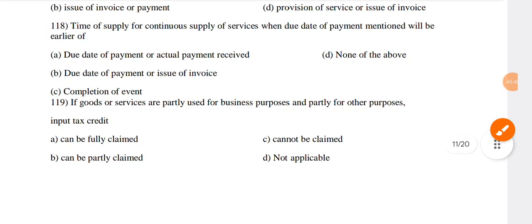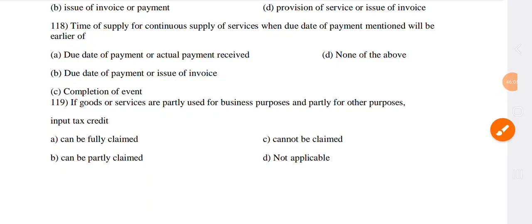Next question. Time of supply for continuous supply of services when due date of payment is mentioned will be earlier of: option A, due date of payment or actual payment received; B, due date of payment or receipt of invoice; option C, completion of event; and D, none of these. The correct option is A.